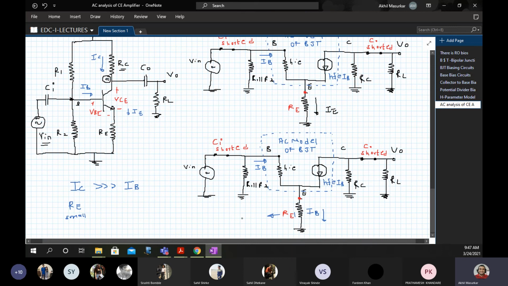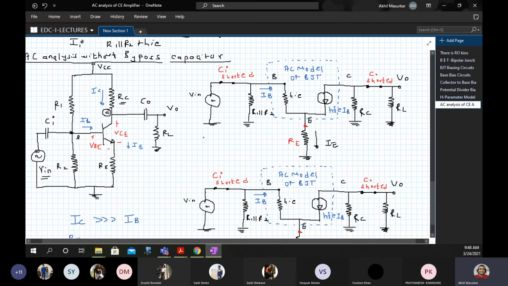by 1 plus beta times. RE into 1 plus beta. Or I will write RE should increase 1 plus HFE times. Then only we can say IB and IB, the same current, flows through both HIE and the new value of RE, and then we can consider them in series, and then we can write something about RI. So anyways, I'll just explain it from the start.